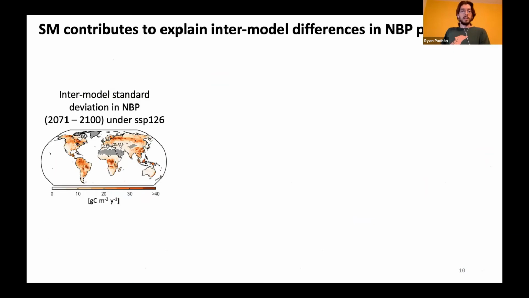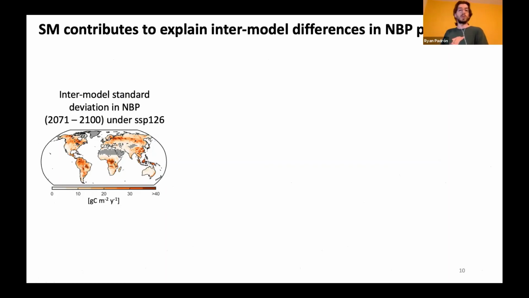So now this map here is trying to summarize the differences across the models by taking the intermodal standard deviation in MVP. So basically the intermodal standard deviation of the maps I showed before. And here we can already see that the regions where we have most differences across models are the tropical regions again and the boreal forests.